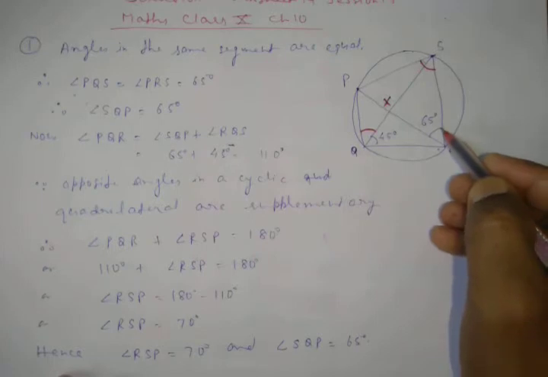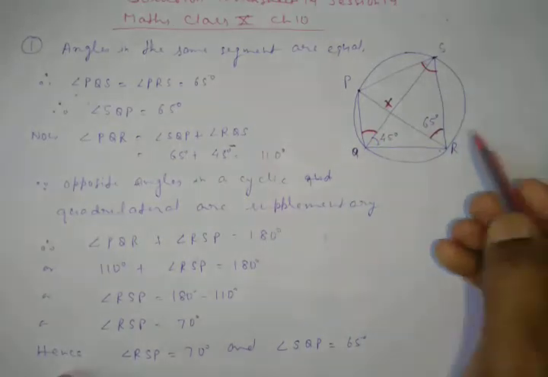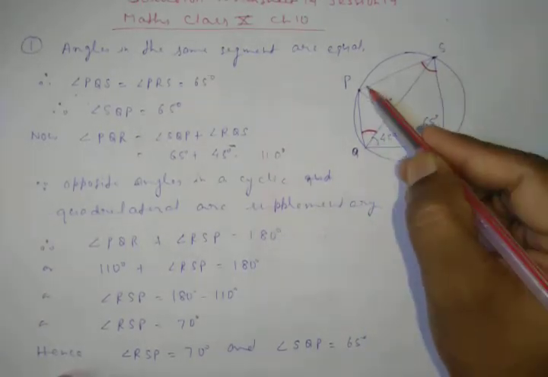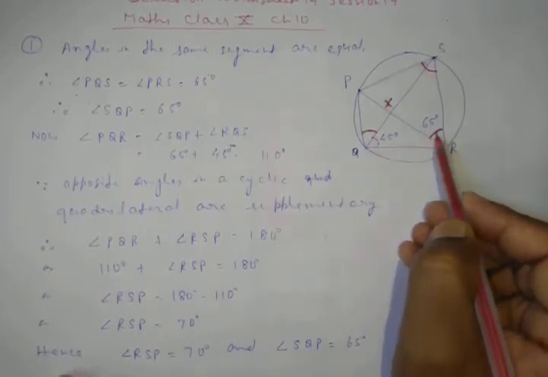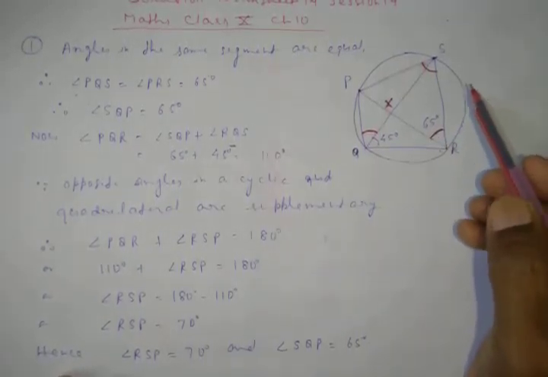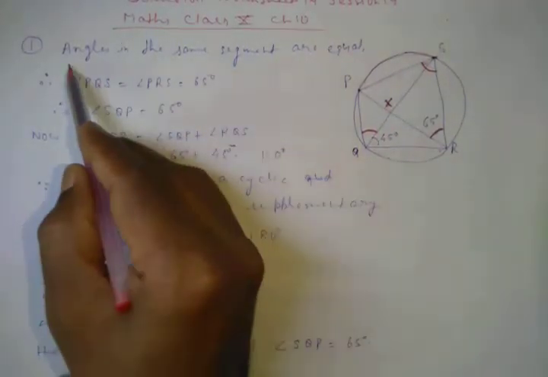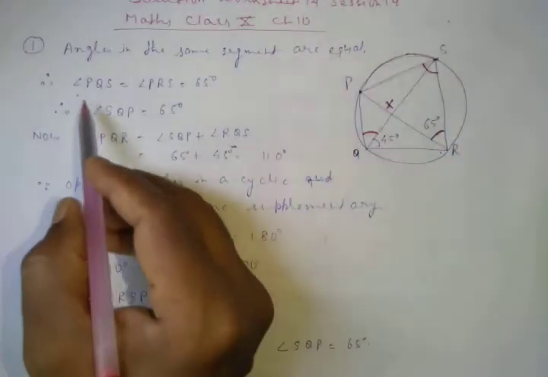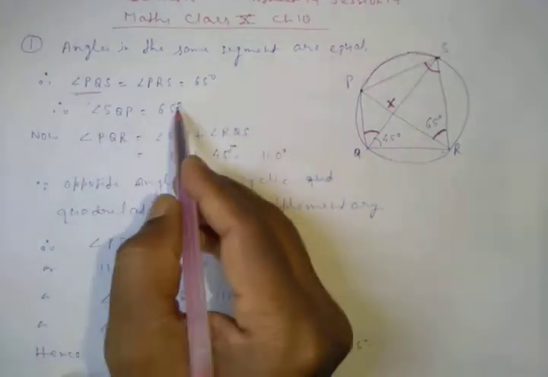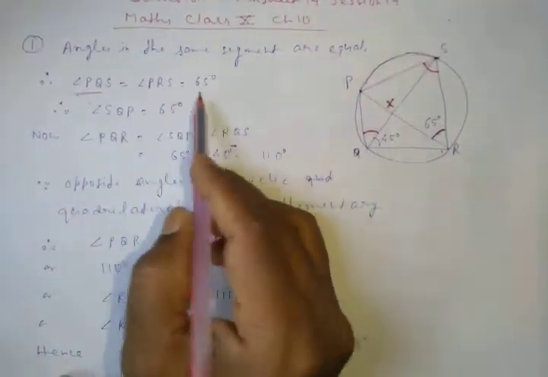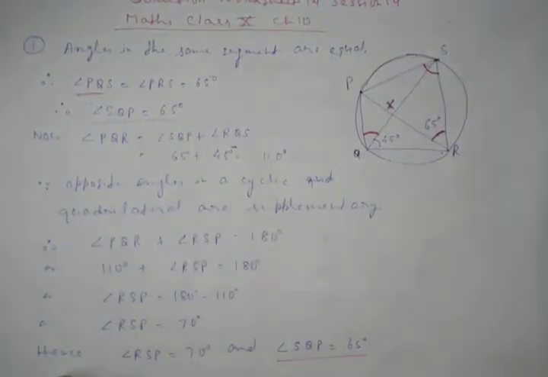This is 65 degrees and then this is 65, then this will also be 65 degrees because these two angles are on the same segment, that is PS. These angles are subtended by this arc PS. So these two are equal, that is, angles in the same segment are equal. So angle PQS is equal to 65 degrees because PQS equals PRS. So angle SQP equals 65 degrees. So this we have already found here.